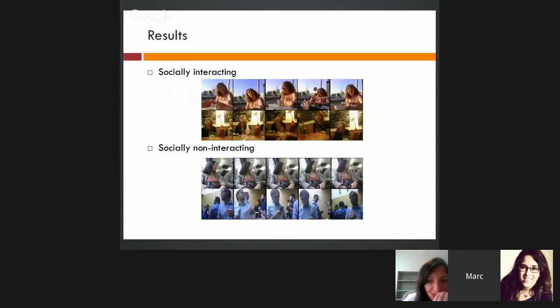Here are some of our qualitative results. The first two rows are considered as socially interacting, which can be seen, and the second two rows are not socially interacting.